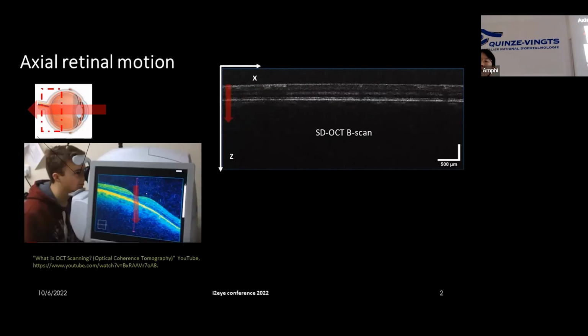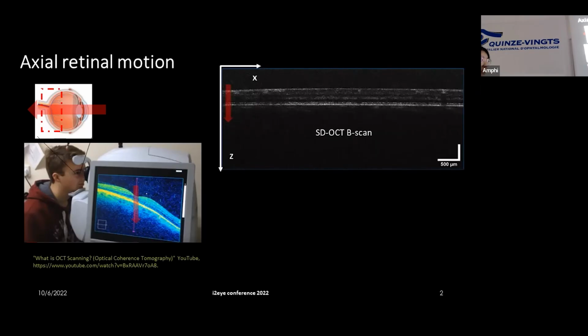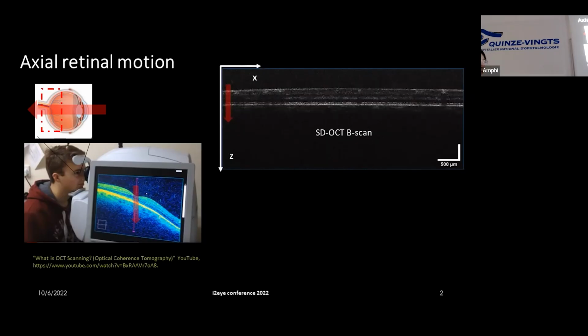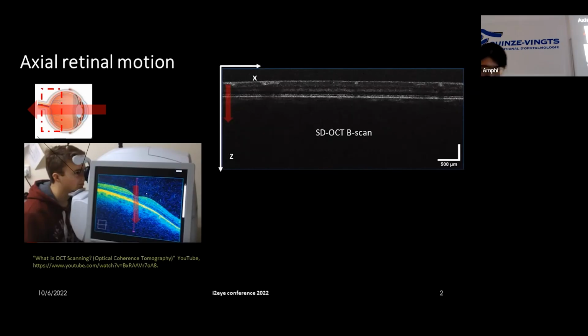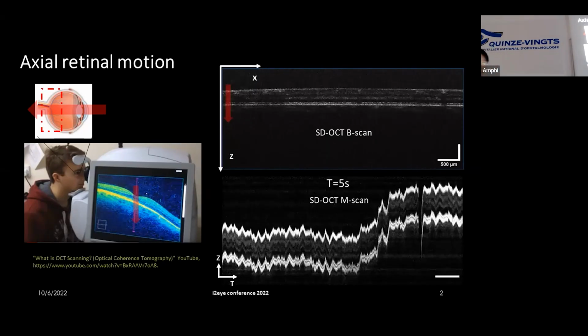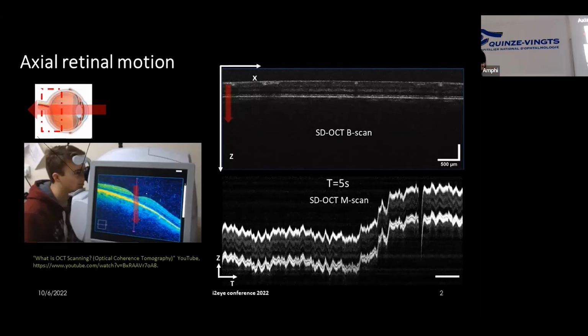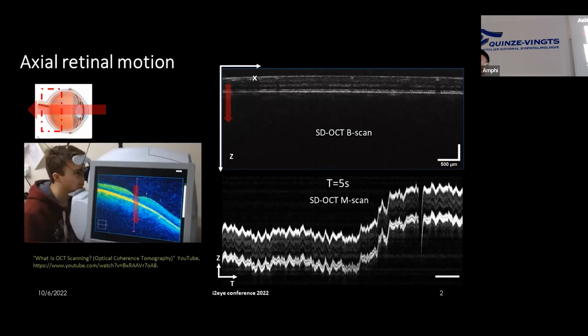As we know, when we perform in vivo human retinal imaging, a problem is the involuntary axial eye motion. As we can see in this HD-OCT scan recording, the retina keeps moving during the image acquisition. And if we look at the HD-OCT M-scan, we can see very obvious oscillation and drift along the Z direction within 5 seconds of acquisition time.